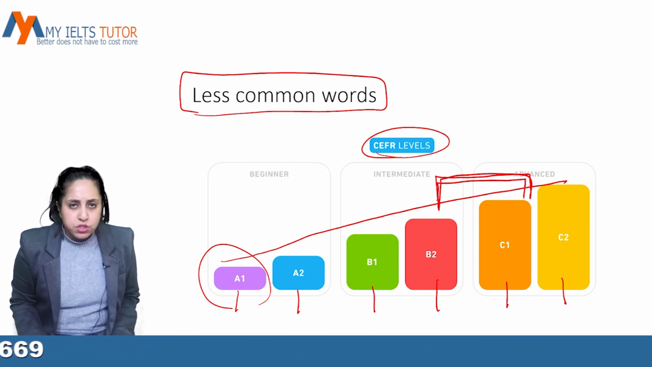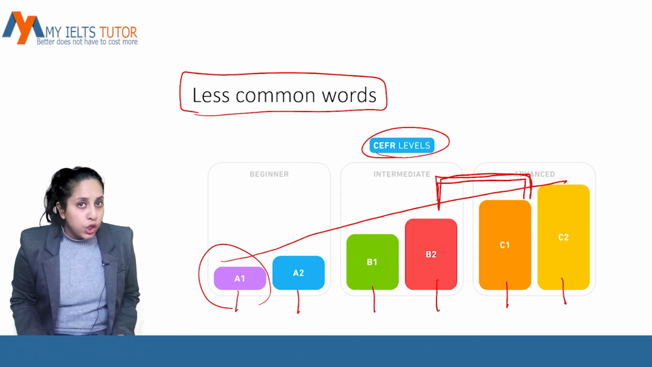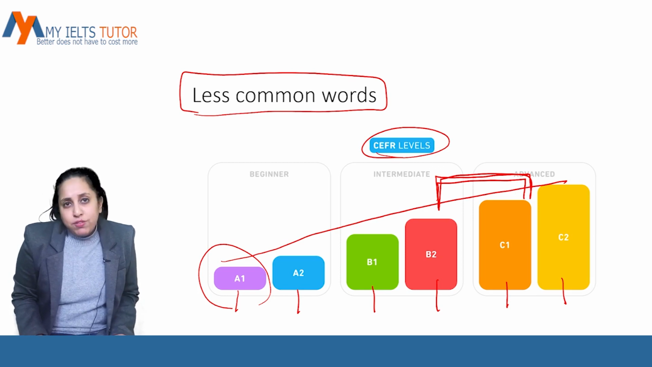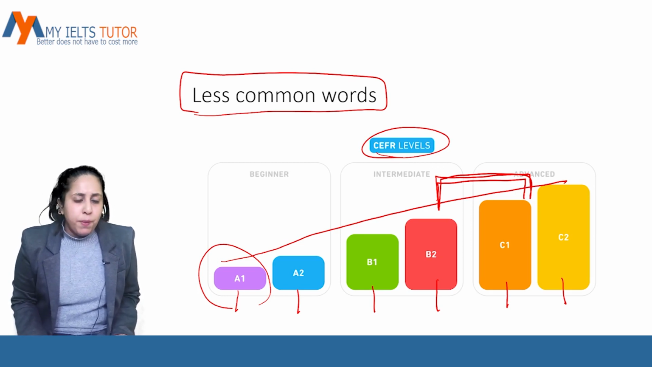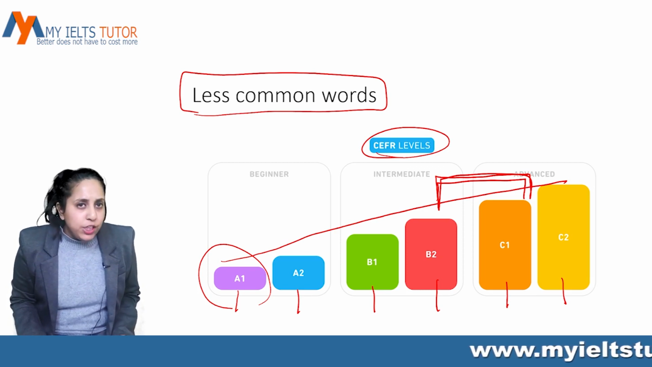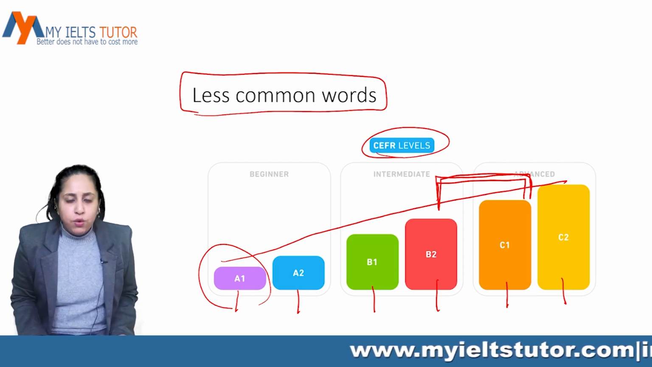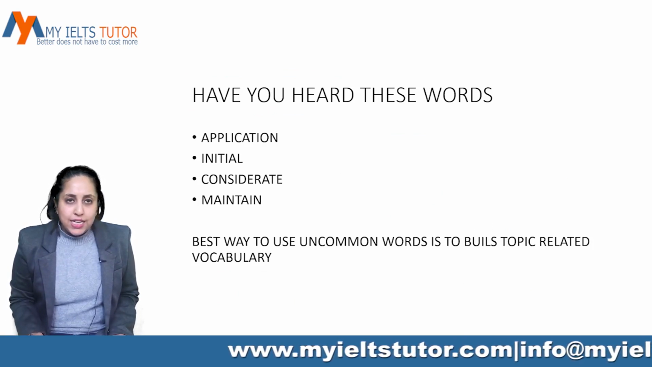What are these words? Are they very fancy words? No. If I show you some words which are C1 or B2, you will actually feel that, okay, we know these words, but why are we not able to use them? So let's take an example here.